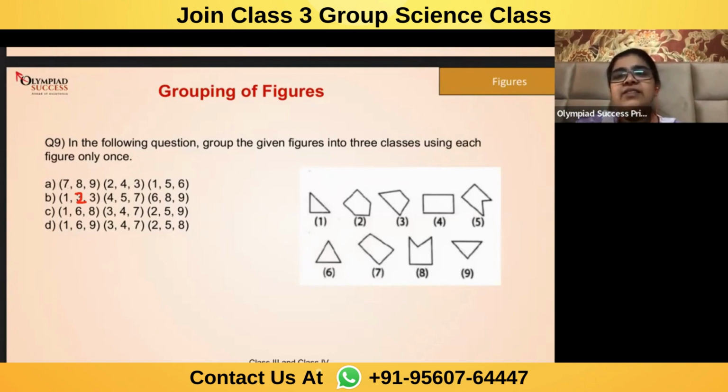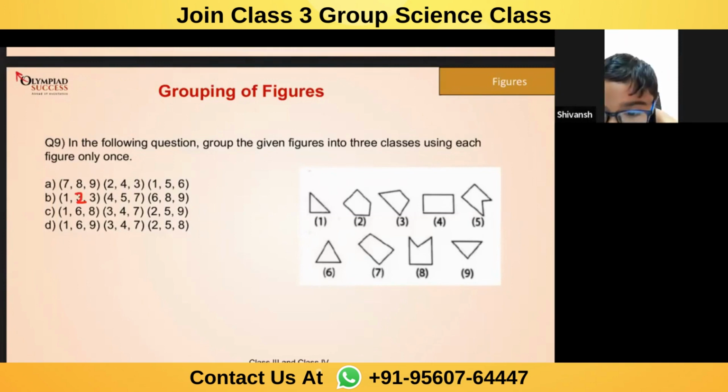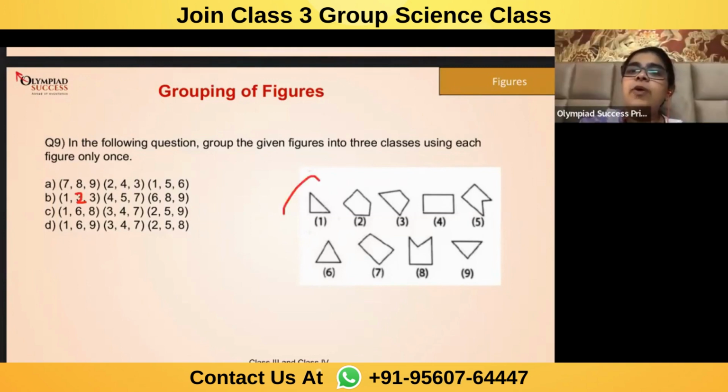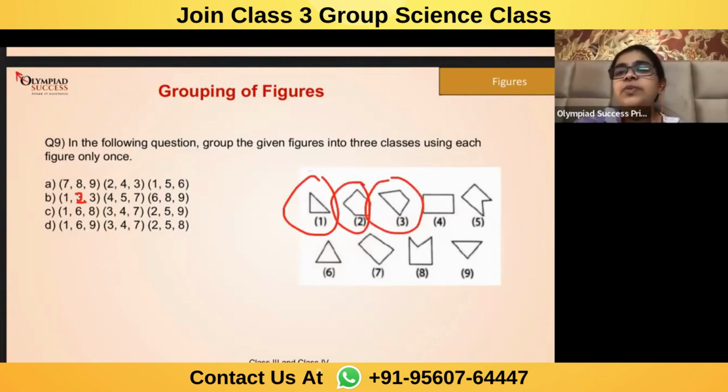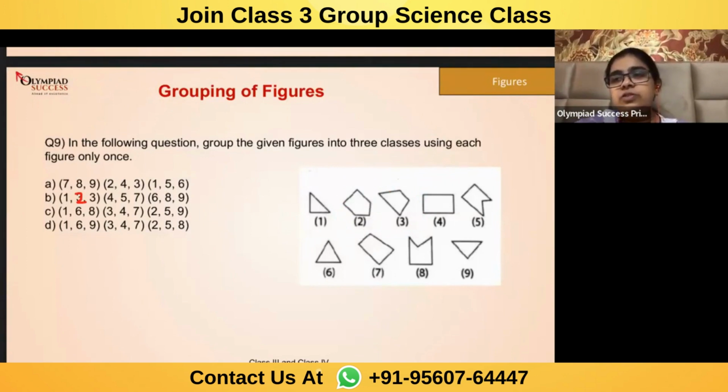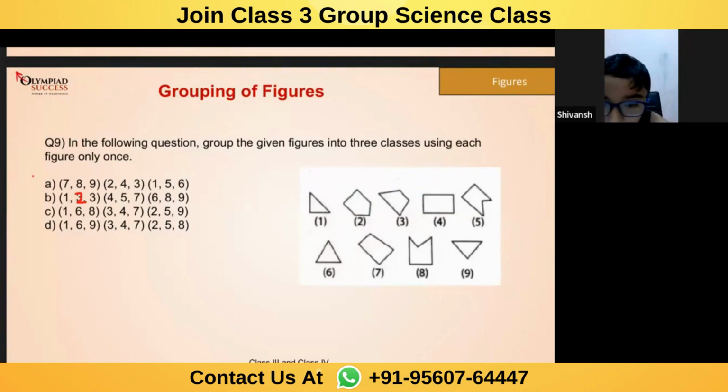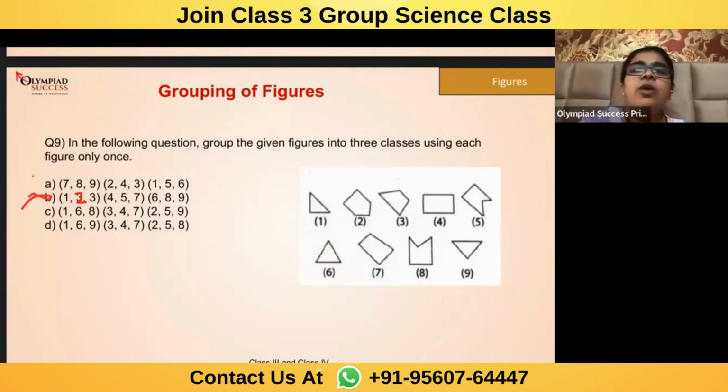Very good, Swarnim. That's the right answer. I mean the right logic. Say, Shivansh. Ma'am, I cannot understand this. I said if I make a group of 1, 2, 3, then there should be something similar in all the 3 figures. Do you find anything similar in these 3 figures? No. So that means option B is wrong because it says 1, 2, 3. Option A is also wrong because I don't see anything common in 7, 8, 9. So even that is wrong.